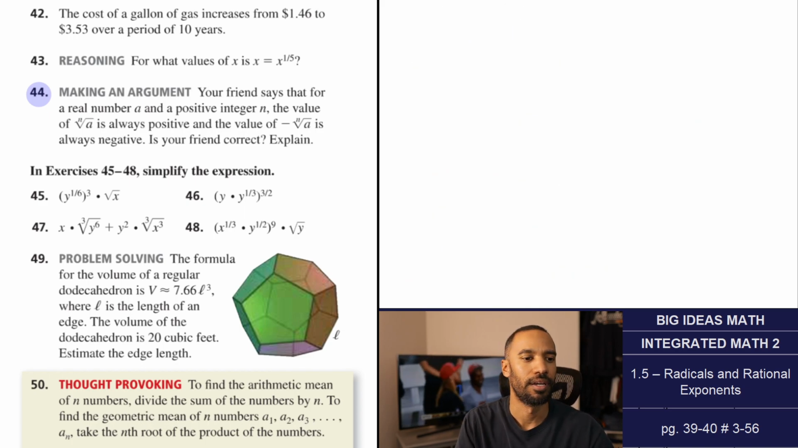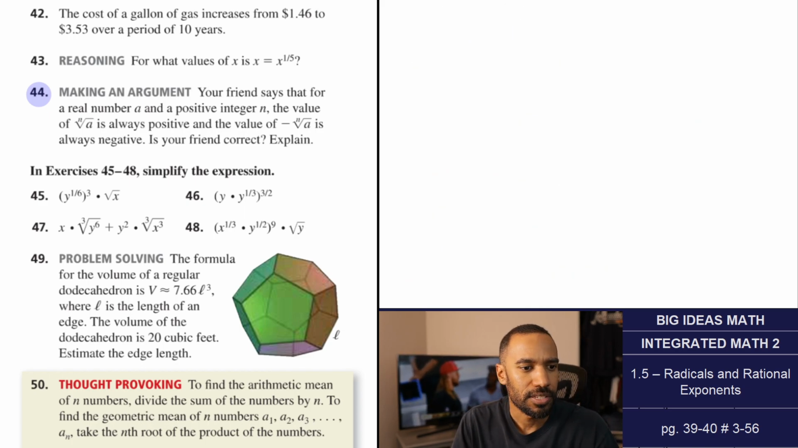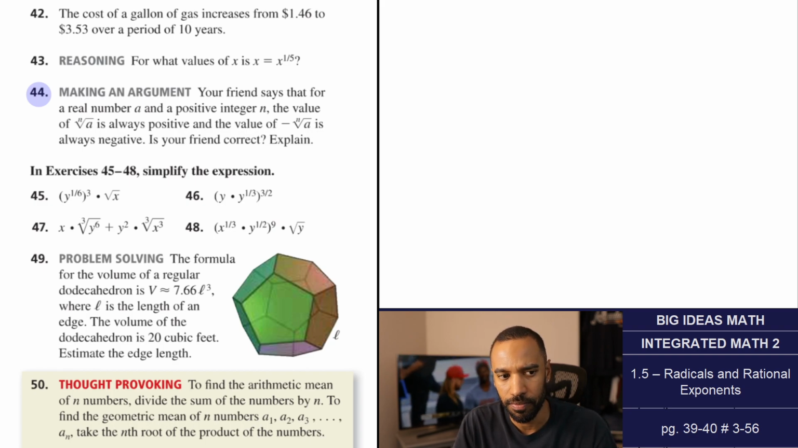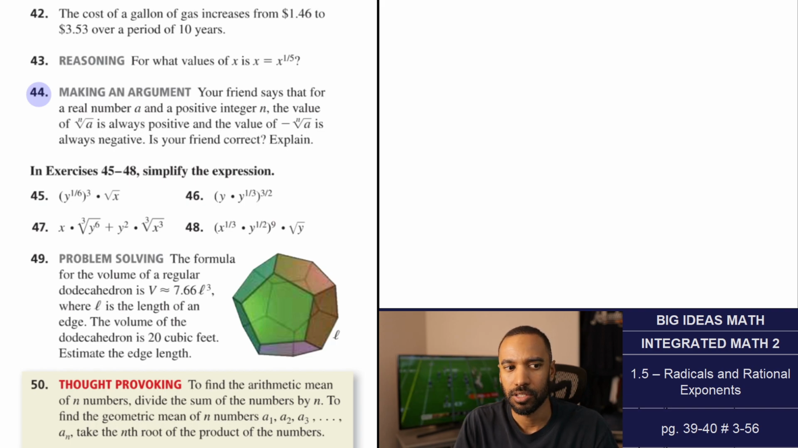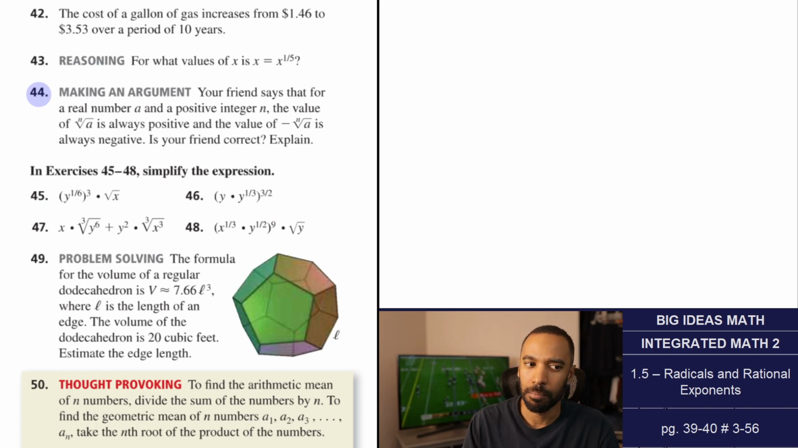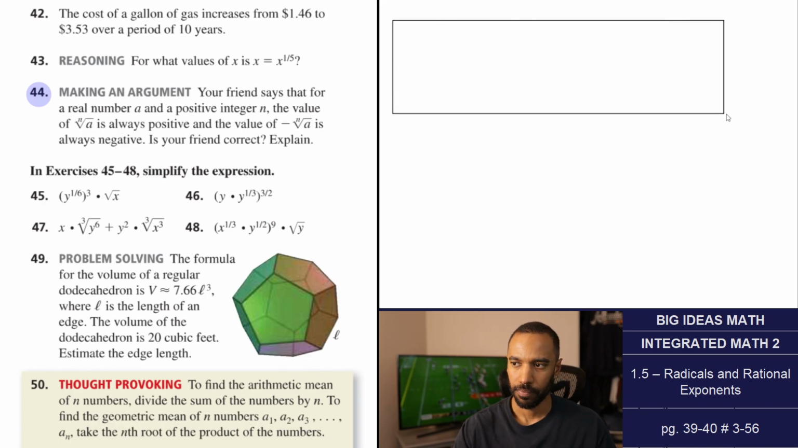All right, number 44. Making an argument. Your friend says that for a real number a and a positive integer n, the value of the nth root of a is always positive, and the value of the opposite of the nth root of a is always negative. Is your friend correct? Explain. Not always correct because it says any real number a.